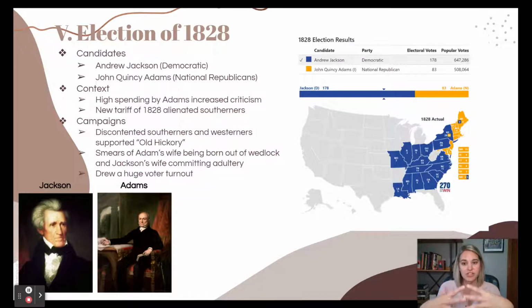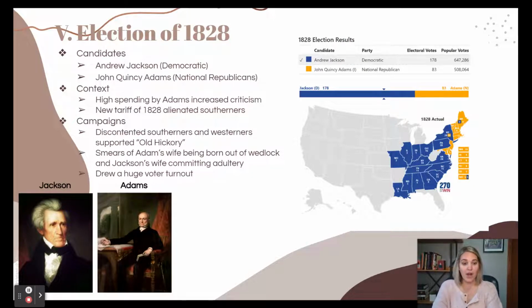So this leads up to the election of 1828, in which we have Andrew Jackson going against incumbent John Quincy Adams. And the context here is that in the years between 1824 and 1828, John Quincy Adams had spent quite a bit of money on internal improvements, asked Congress to fund many projects, and a new tariff had passed in 1828, which alienated a lot of Southerners. This one becomes called the Tariff of Abominations, and we're going to talk about that in our next lesson.